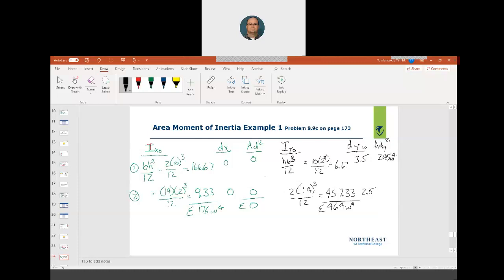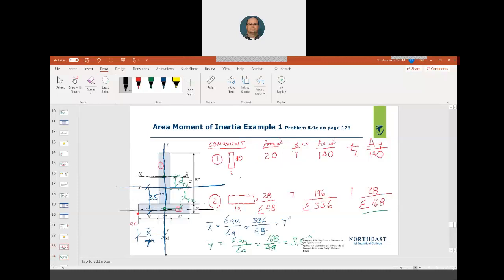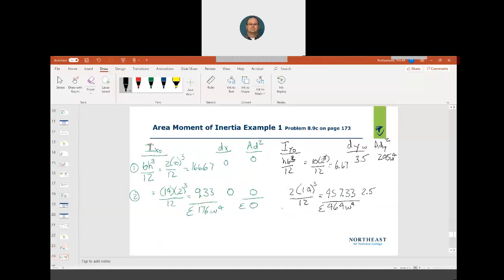The area of component 2 is 28, times that distance squared, is 175 inches to the fourth. Okay, so I'm going to add those up. That equals 420 inches to the fourth.